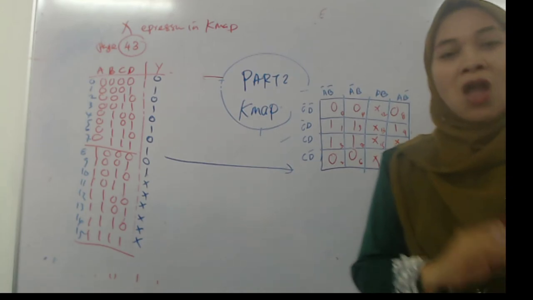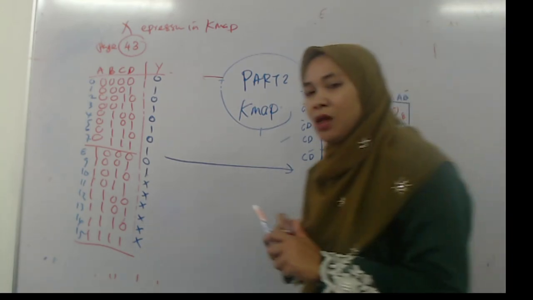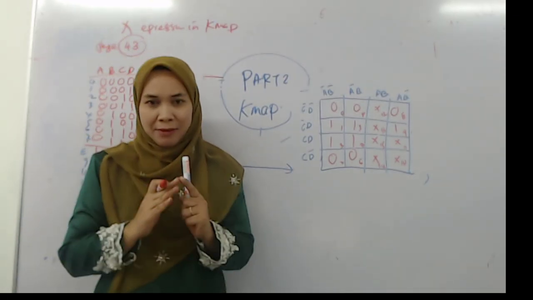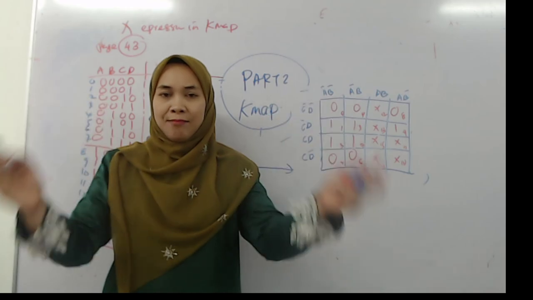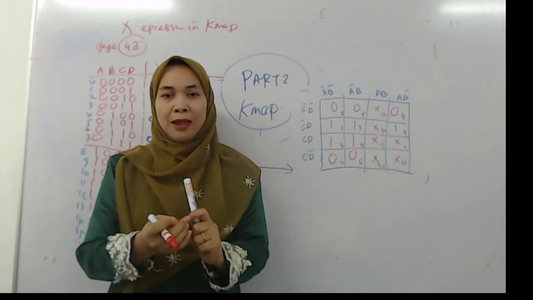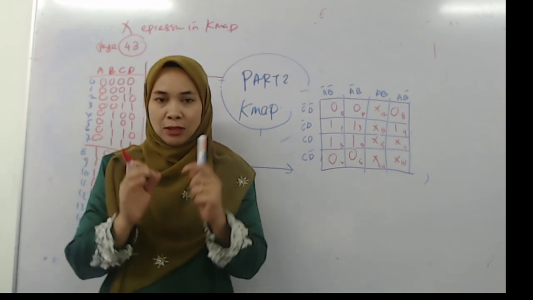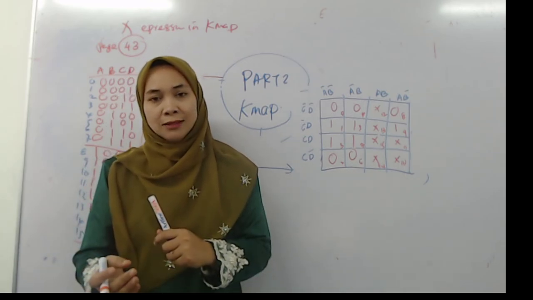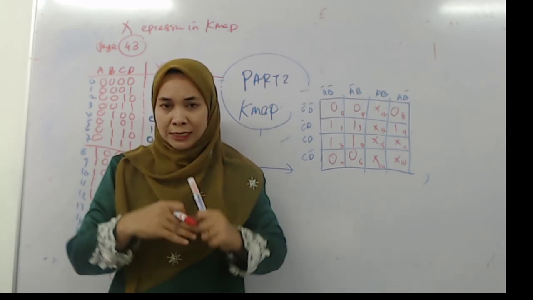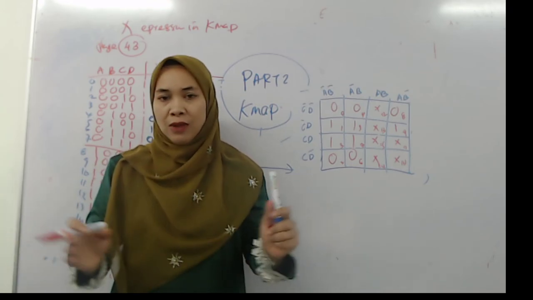Alright. Okay. So, how do we solve this X expression in the Karnaugh map? First, we understand that X can be 0, it can be 1. So the first priority when we want to group is to look at the 1s first. Second, only then we look at the X. X is only needed if we want to group it with a 1. Remember, X alone we cannot group.